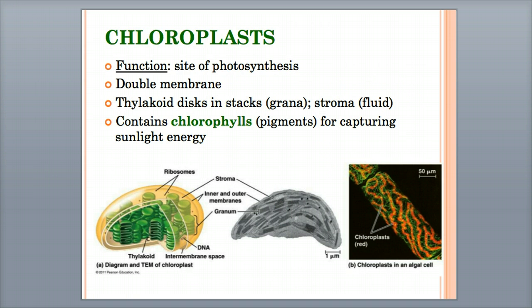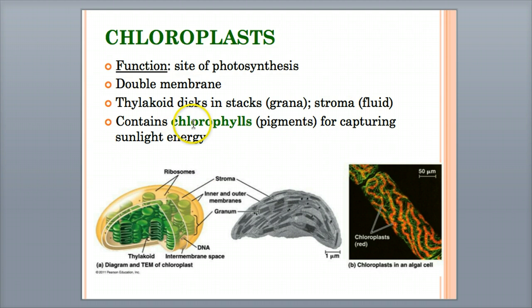Chloroplasts are only in plants, so mitochondria is in both, chloroplast is only in plants. For plants, they have photosynthesis. Same thing, they have a double membrane. Instead of folds of cristae in mitochondria, they have thylakoids. They're these discs, these green discs. So they sort of look like a stack of Mentos, and those stacks are called grana. On the inside, the fluidy stuff is called stroma.